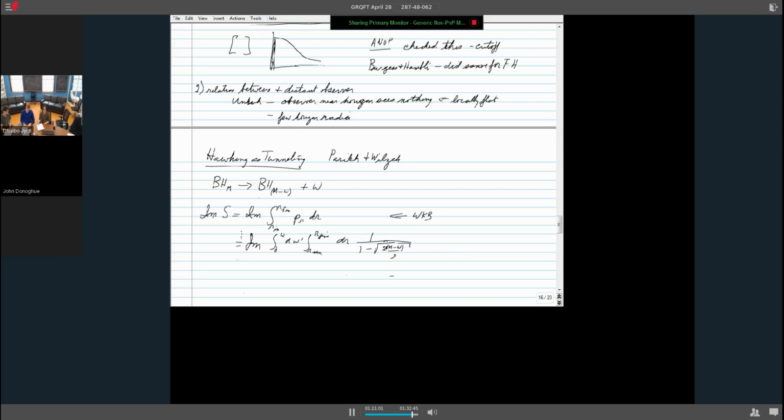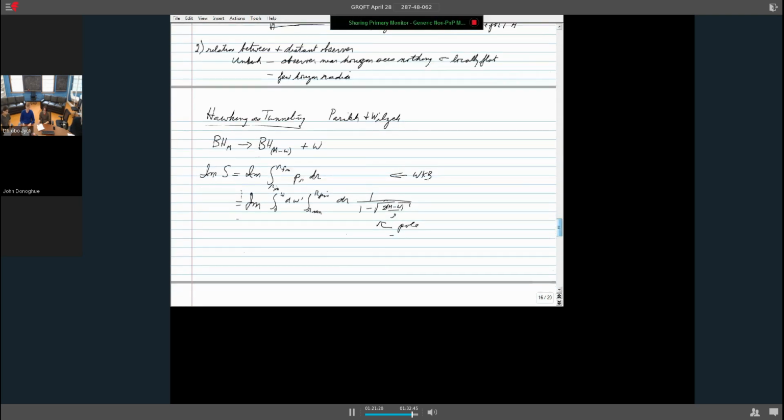In the Parikh-Wilczek calculation, it didn't fall out as easily as you might expect. What they have to do is account for a black hole with some mass m going into a black hole with mass m minus omega, plus the radiation moving out. So they have to include the fact that the black hole mass changes. I'm not going to do the whole calculation. It would take too long.